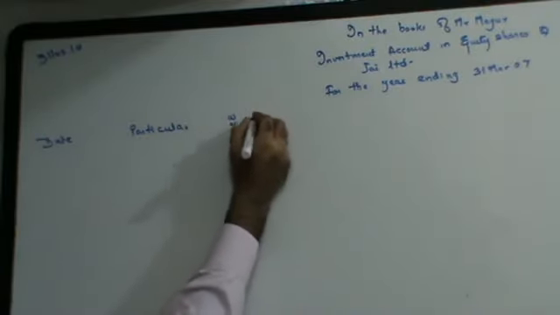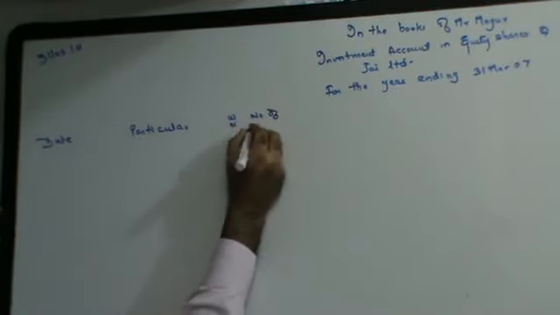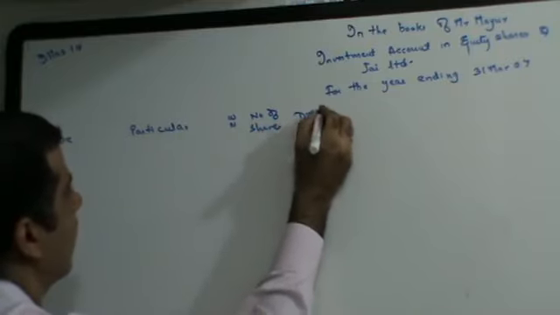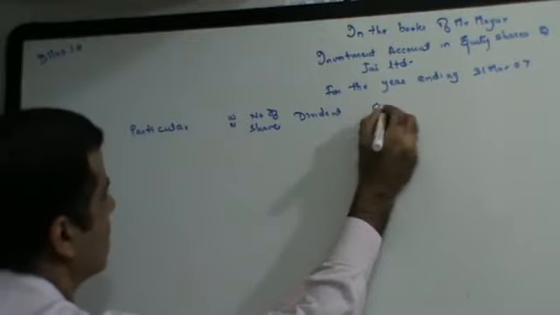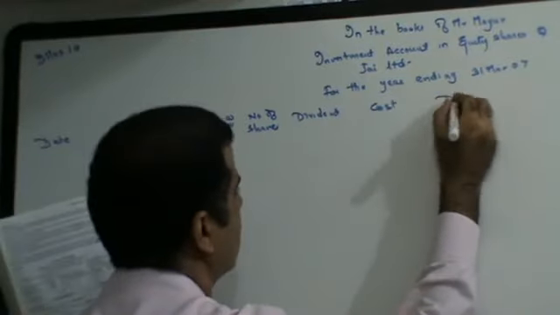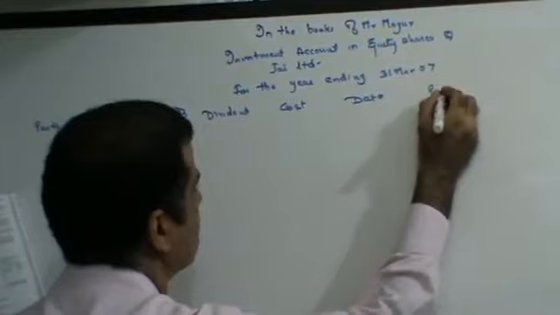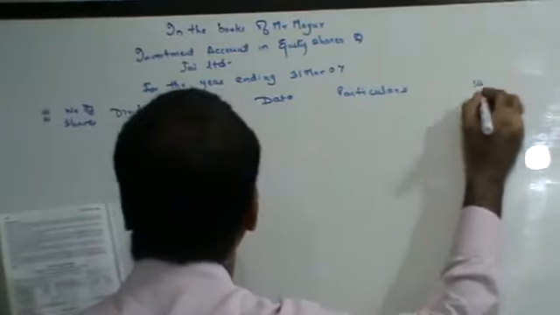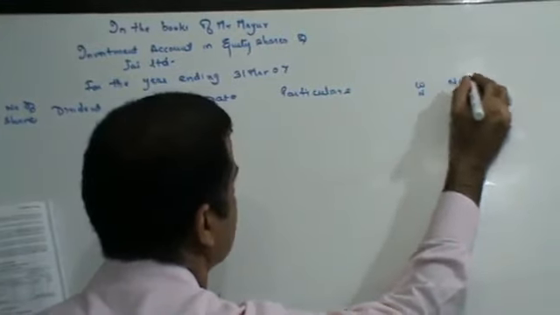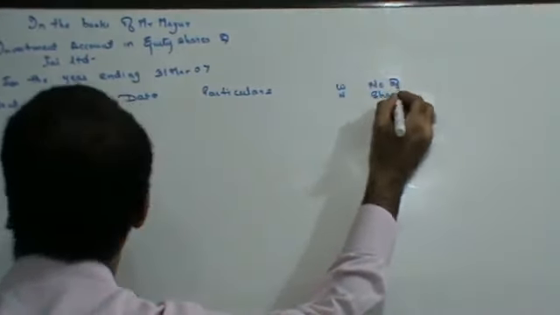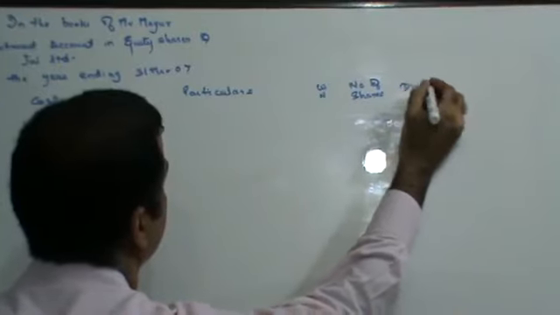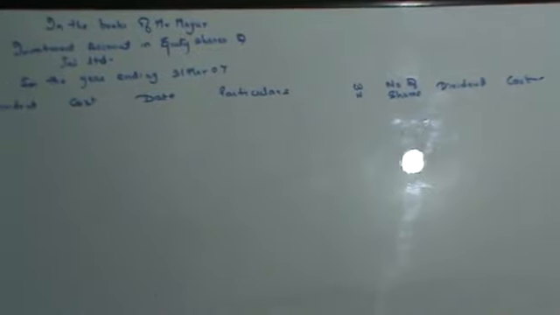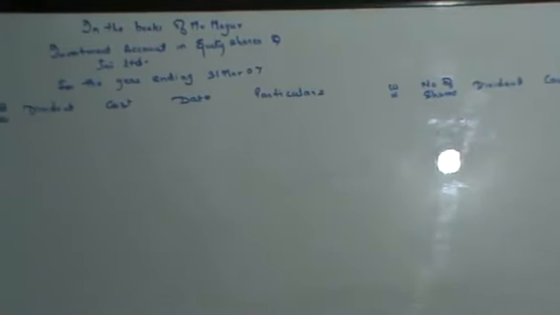working note, number of shares, dividend, cost, date, particulars, working note, number of shares, dividend, cost. Right, let's start.